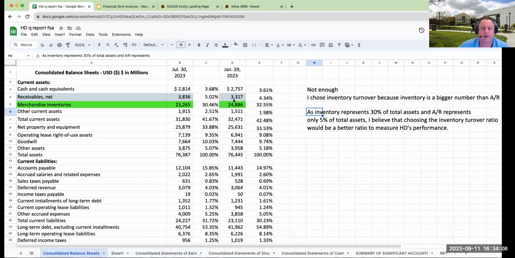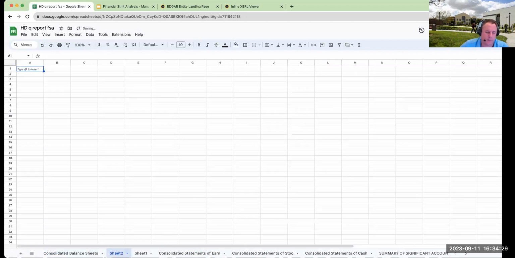So again, when you're being asked to say why you are choosing something for my class, at least in managerial accounting, you want to make sure you're quantifying your reasoning. It's fine to say, oh, I chose inventory turnover, but that's not going to get you all the points. You need to say, I chose it because it represents this particular percentage. Now, if we had a situation, I'll just make something up.